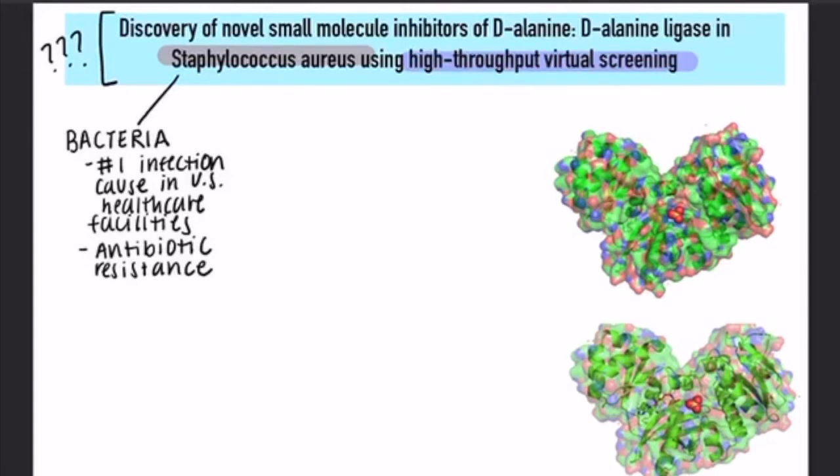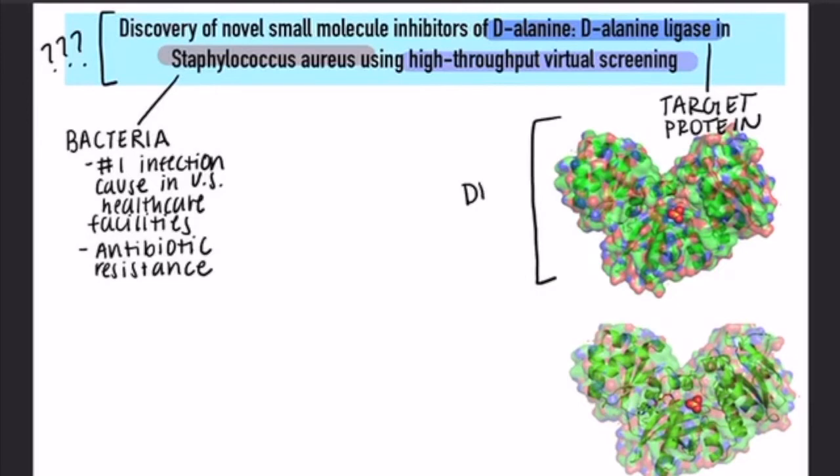Now, how do we even do this? Well, I use what's called high throughput virtual screening. On the screen in the top right is a 3D structure of D-alanine ligase, or DDL, which is the target protein. This protein is essential in maintaining bacterial cell structure and is the current target of many antibiotics on the market used to treat staph. So we use a software called GOLD, and this can virtually bind compounds against the target protein.